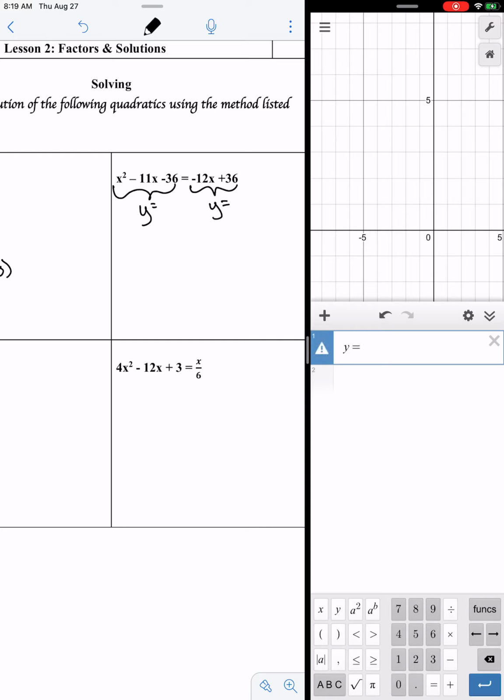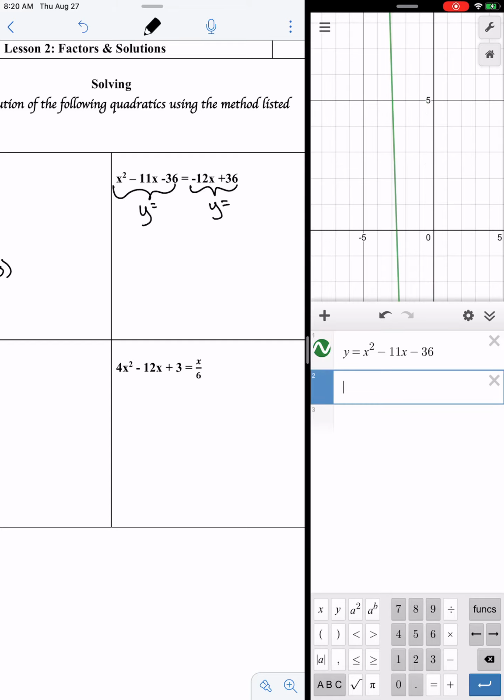I'll probably get the question, do I need to put y equals? I absolutely would. That way Desmos knows you are wanting to type an equation. And also, if I have just a number, right? If I have 2, it's not going to give me a graph. But watch what happens when I put y equals 2. So it gives me a line. So make sure you're always putting y equals negative 12x plus 36.